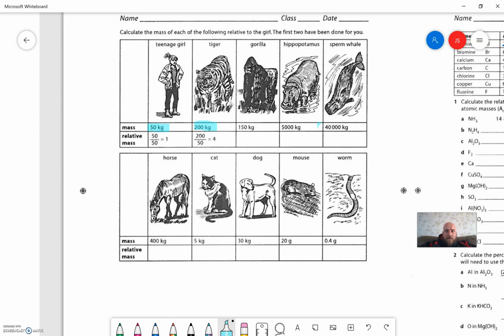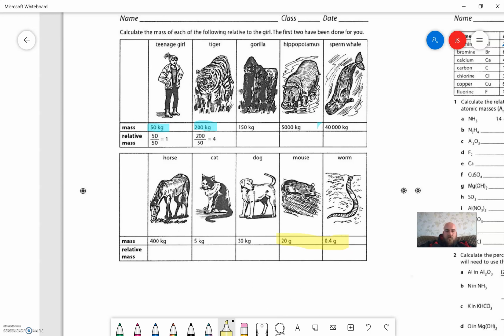So I'll just do one randomly down here for you. Let's look at the dog. The dog would be 30 kilograms divided by the mass of a teenage girl, which is 50 kilograms, and that equals 0.6. So a dog weighs 0.6 teenage girls. Just be careful when you get down to the last couple. If I just highlight those for you here, their masses are in grams, not kilograms.